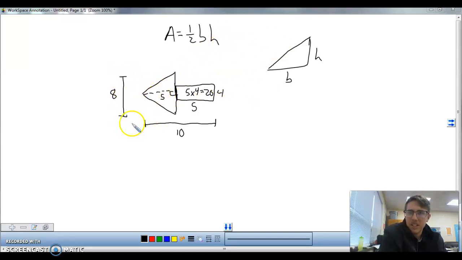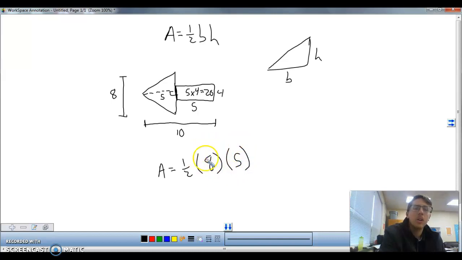So our base is 8 again. Okay, so the area of the triangle is 1/2, base is 8, height is 5. I would always recommend multiplying the base times the height first. That'll just help you out in the long run, because then all you have to do is cut it in half or divide by 2. So what's 8 times 5? Well, that's 40. So now you've got 1/2 of 40.